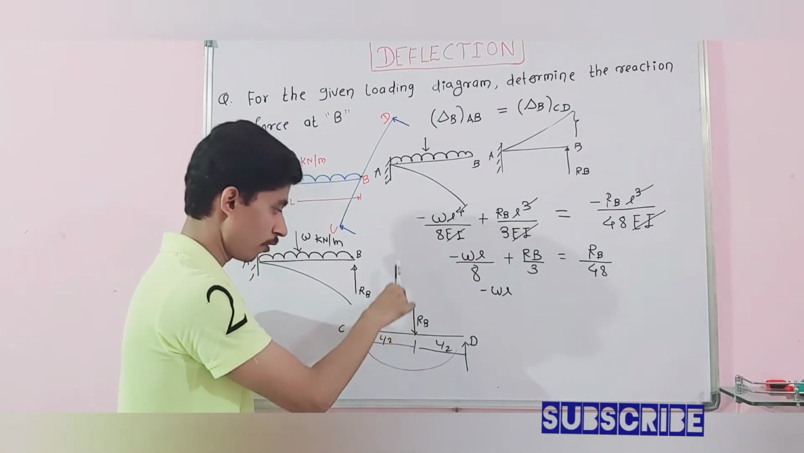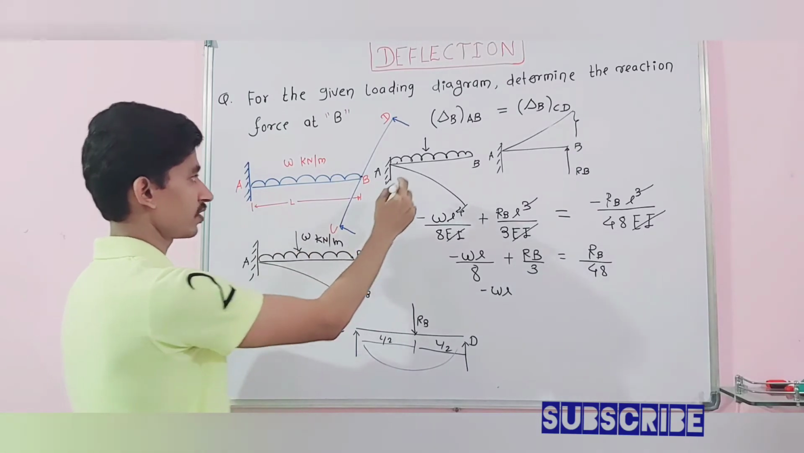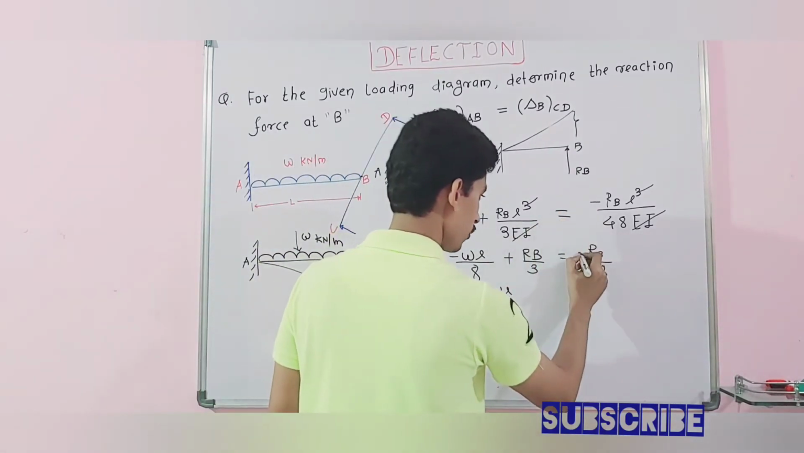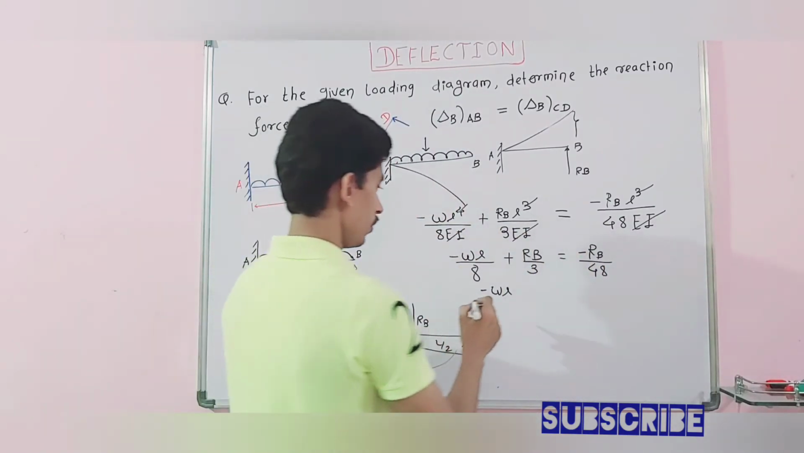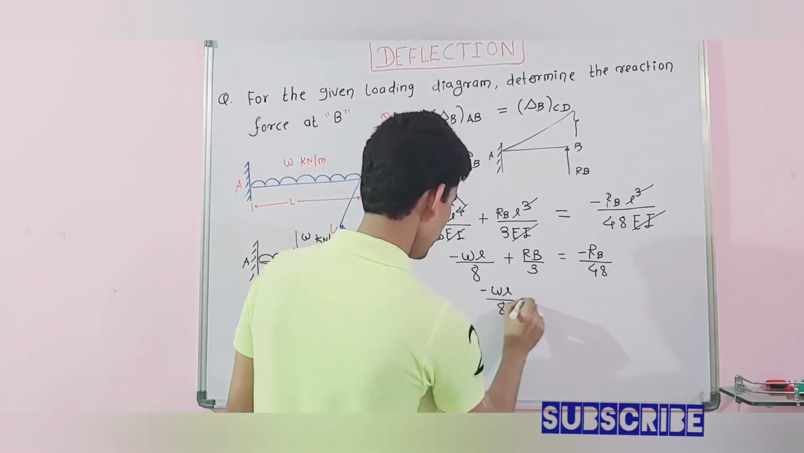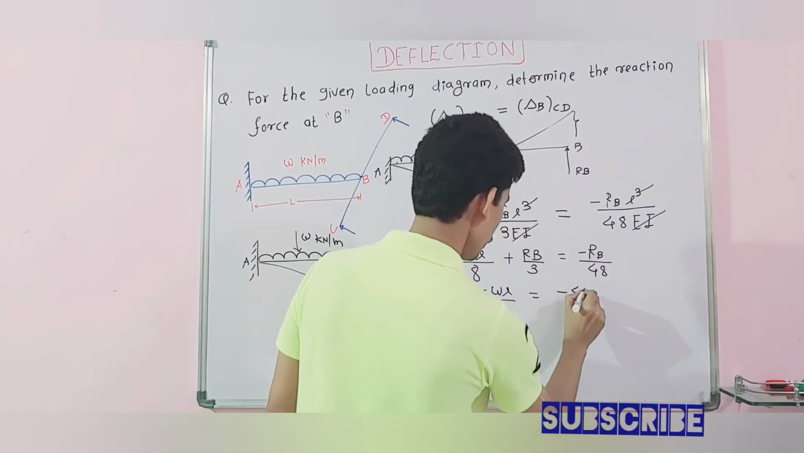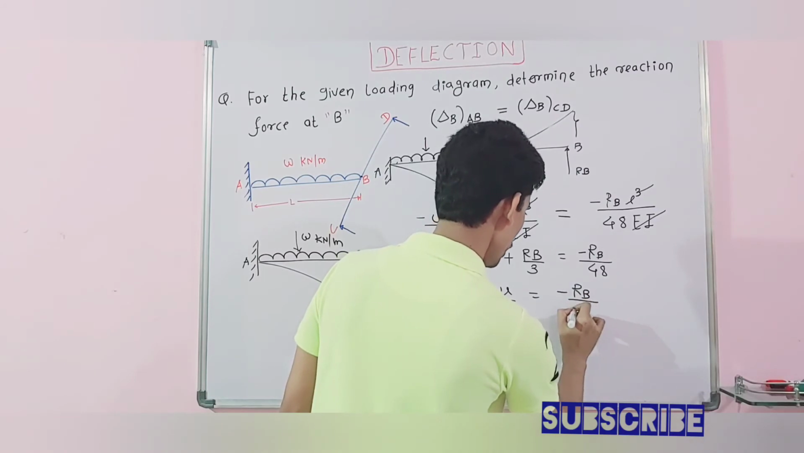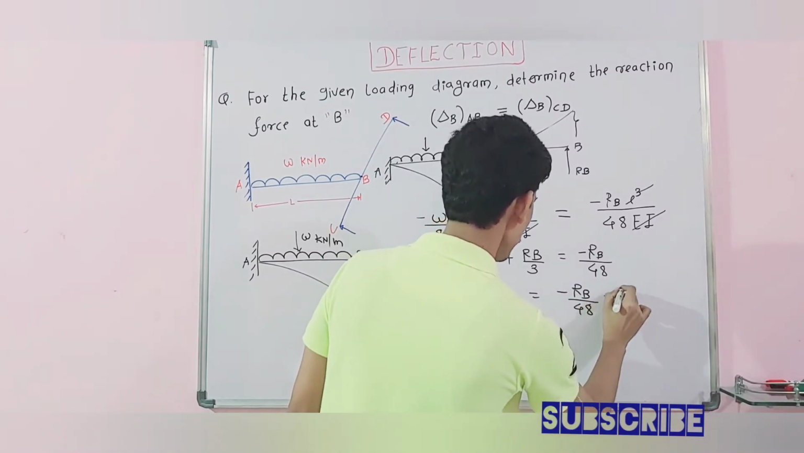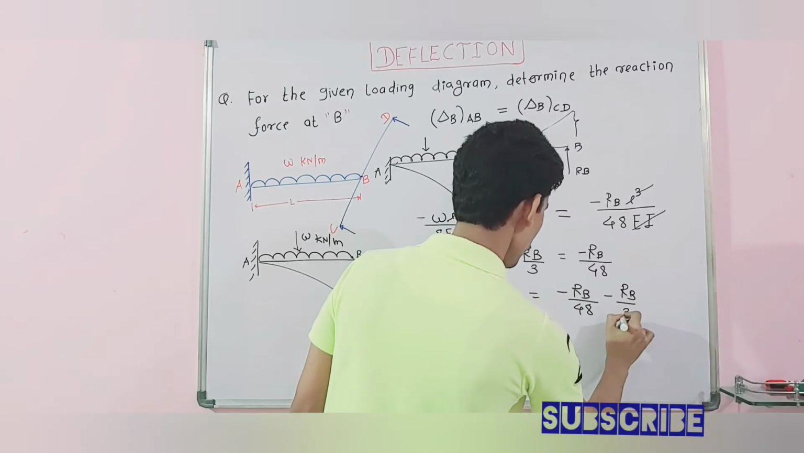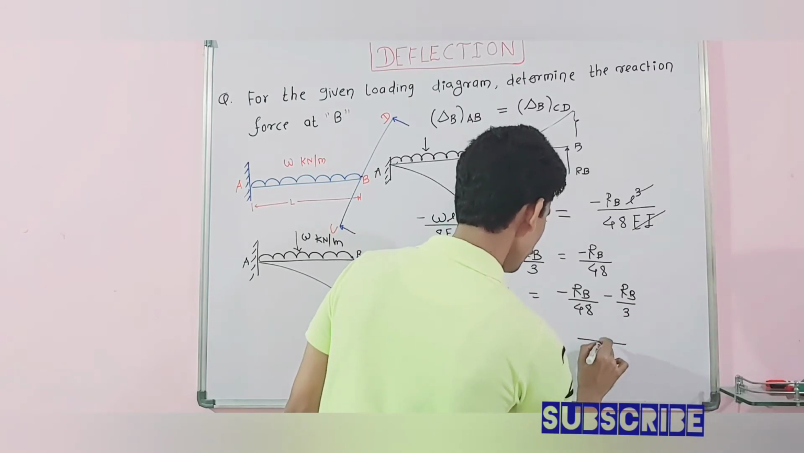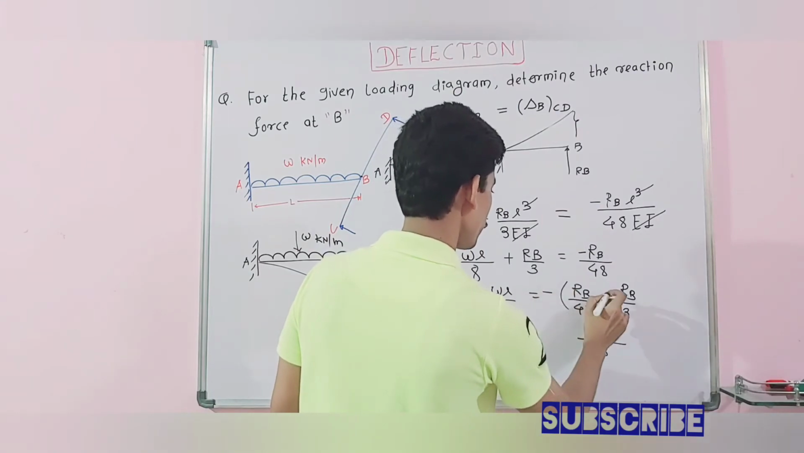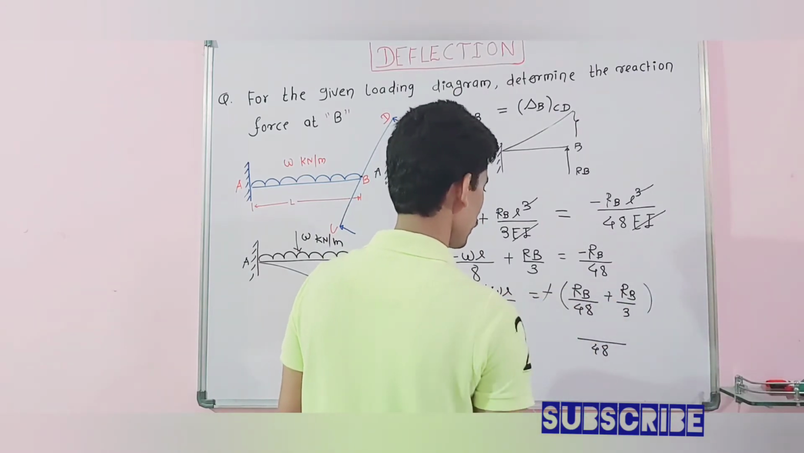So force is acting downwards. Here also force is acting downwards. So that's why we are assuming this deflection is a minus. So we have to assume this also as minus. Yes. So minus WL by 8 is equal to minus RB divided by 48 minus RB divided by 3. So if you take 48 as common, this minus sign I will take outside, so this minus will get cancelled.